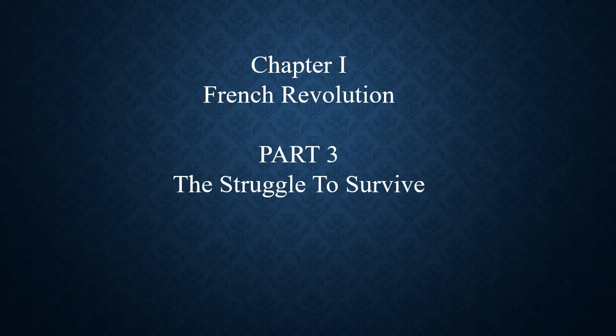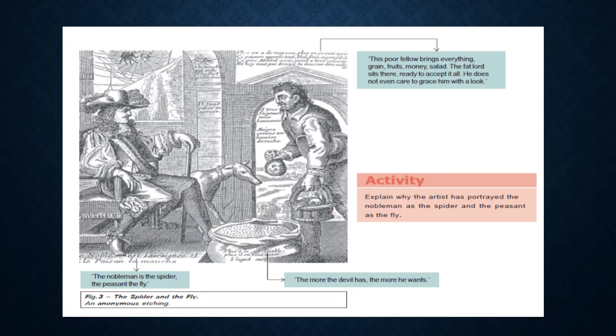Today we are going to discuss part 3, the struggle to survive, of chapter 1, French Revolution, in 9th standard history. Before going to the topic, let's discuss figure 3. It is The Spider and the Fly, an anonymous etching. So we can go through the dialogue boxes too.